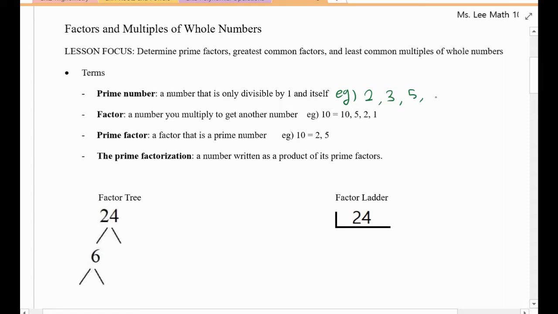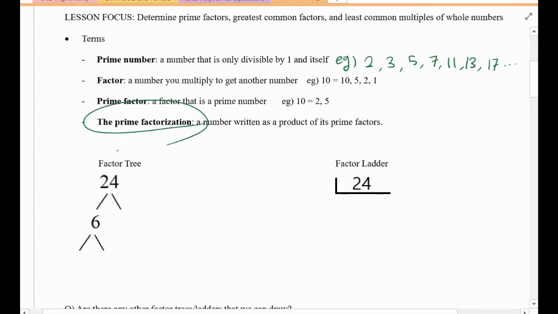What about 6? 1, 2, 3, 6. It has 4 factors, so it's not a prime number. 7 is a prime number. 8, not a prime number. 9, not a prime number. 10, not a prime number. What about 11? 11 is a prime number. 13 is a prime number. And 17 is a prime number. Those are prime numbers, okay? So when you do prime factorization, you're going to use only prime factors.